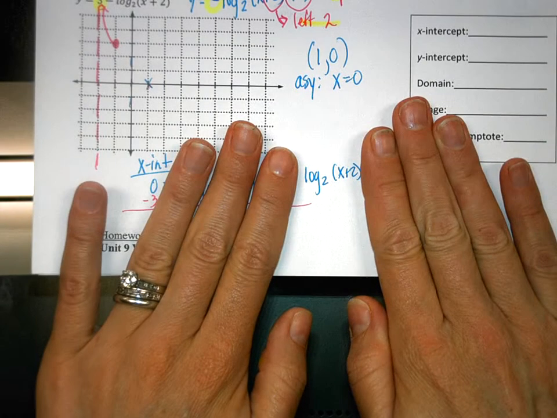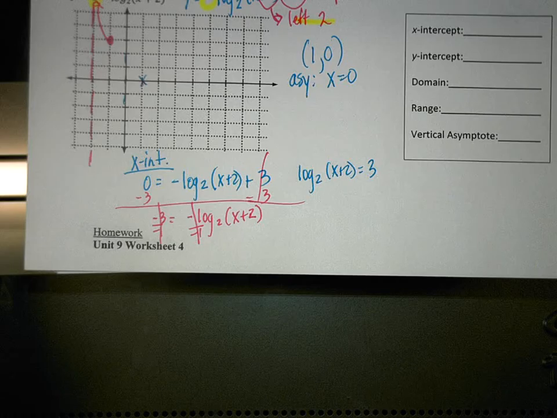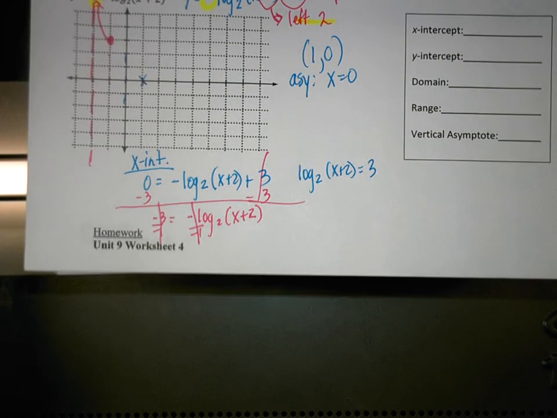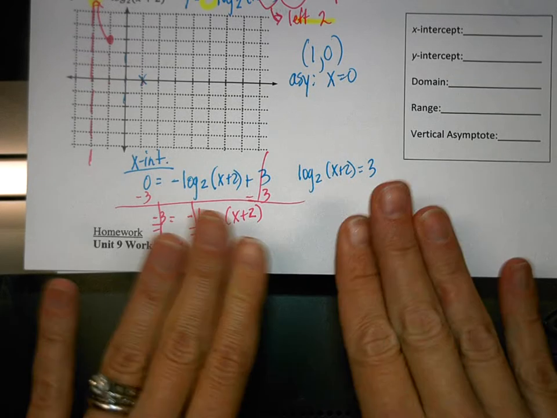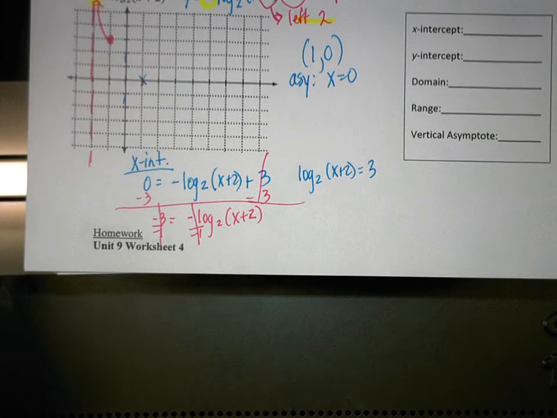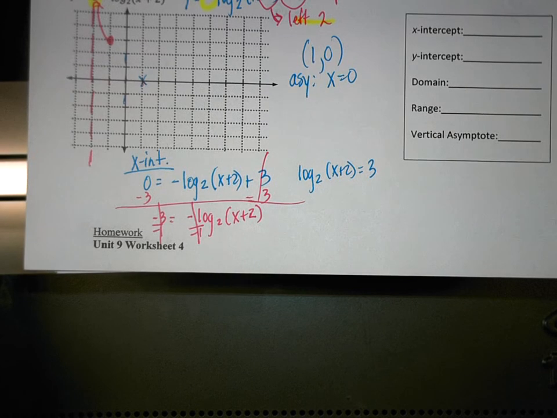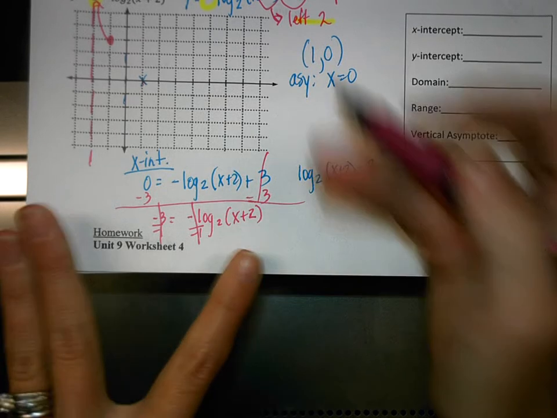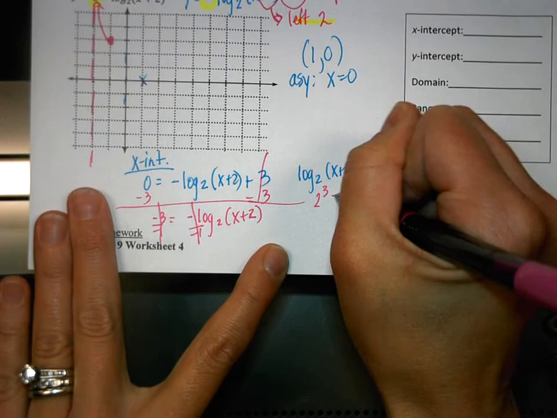But what can I do? No. Isaiah. Add 4. No. 2 to the third. The only way to get rid of this log is to change it to a different form that doesn't have a log. What form is that? Yeah, exponential form. So 2 to the third equals x plus 2.